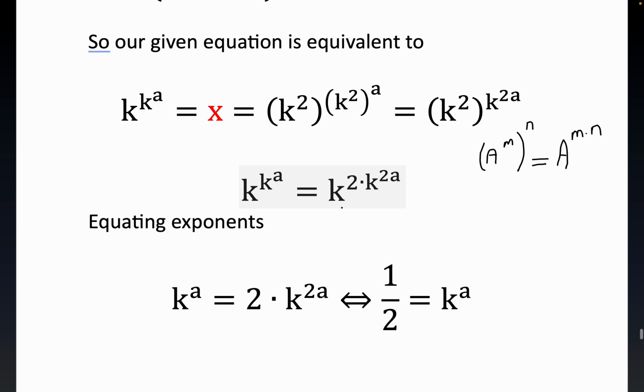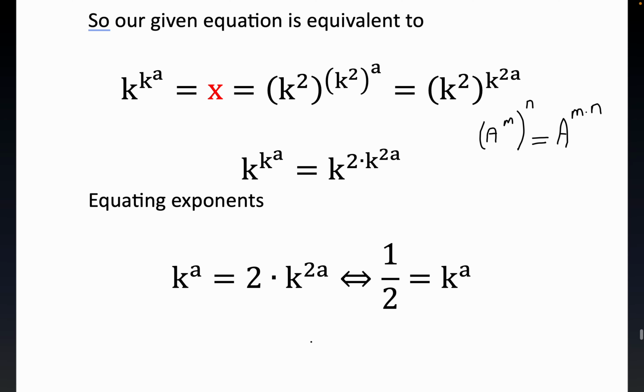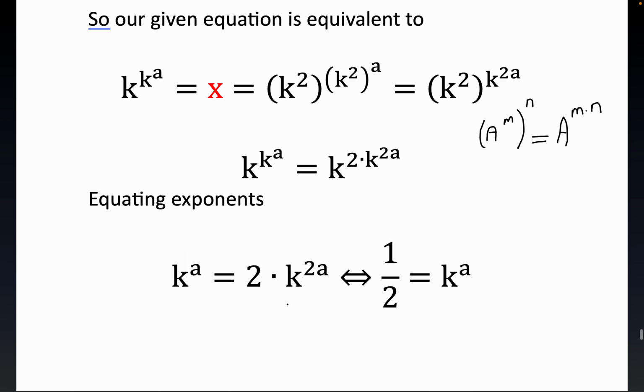Again, the exponential function is 1 to 1. That means you can equate the exponents like this. And so it's very clear here that if you divide by 2 and divide by k raised to the a, you get 1/2 is equal to k to the a. Again, laws of exponents, folks. Here, this is like if you have a to the m over a to the n, you subtract the exponents because there's cancellation going on. That's equal to a to the m minus n, of course.